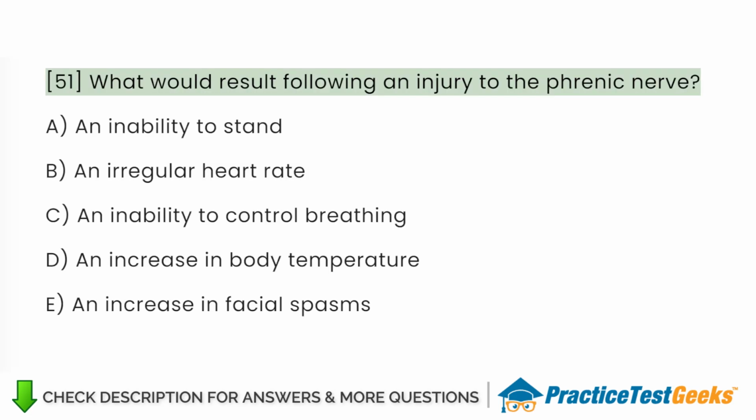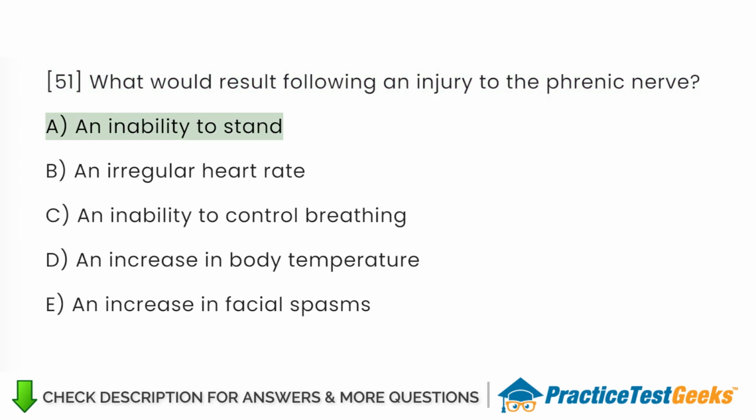What would result following an injury to the phrenic nerve? A. An inability to stand. B. An irregular heart rate. C. An inability to control breathing. D. An increase in body temperature. E. An increase in facial spasms.